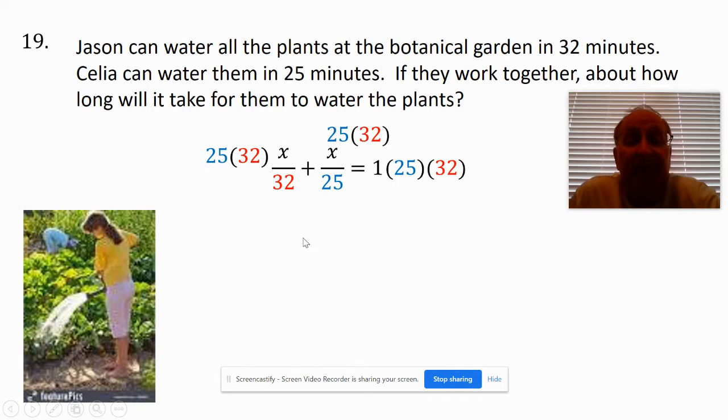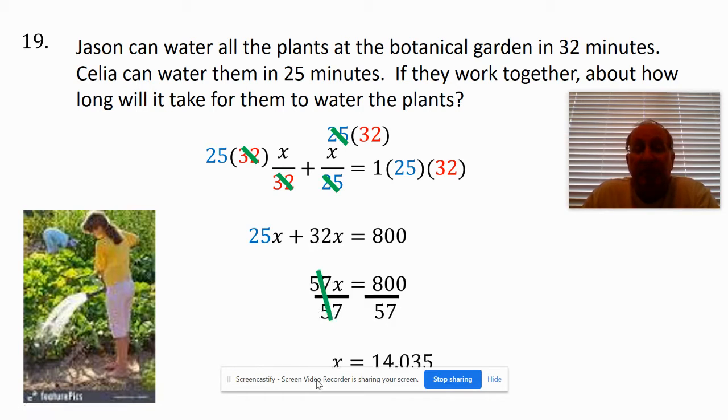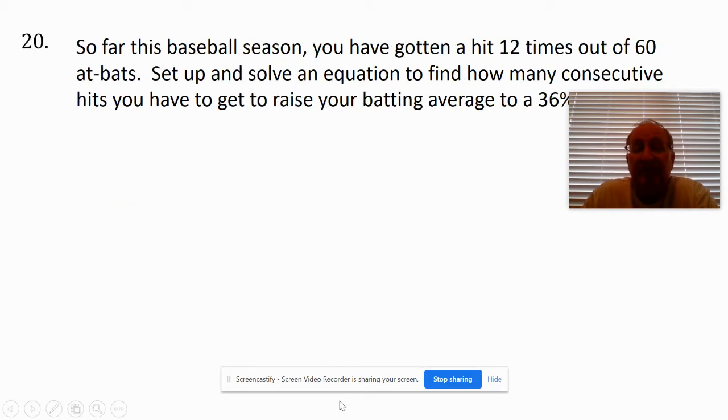I'm just going to take 25 times 32. Notice the 32's cancel here, and the 25's cancel here. So I end up basically with 25 plus 32 equals 25 times 32, which ends up being 25x plus 32x, which makes 57x divided by 57, which basically means it will take them 14.035 minutes to do that.